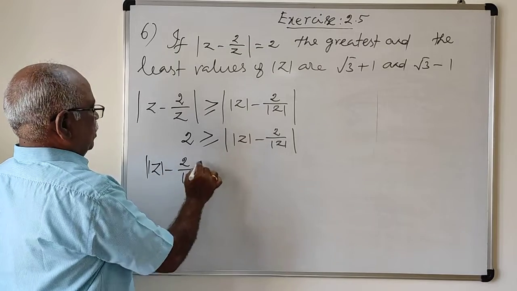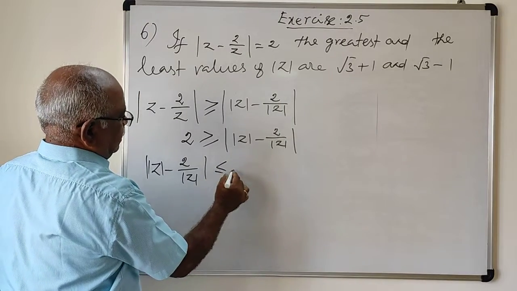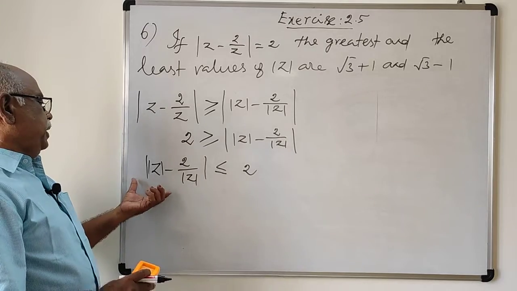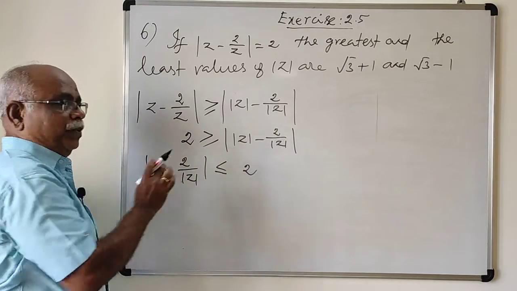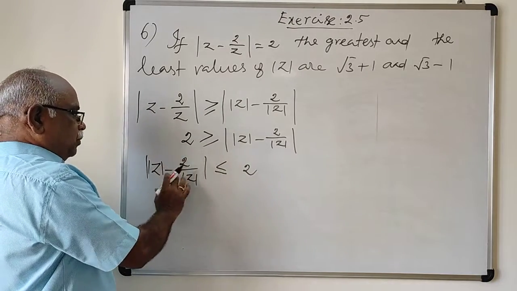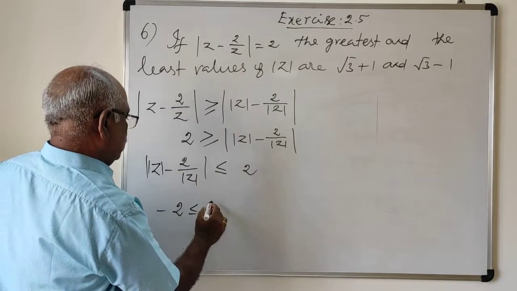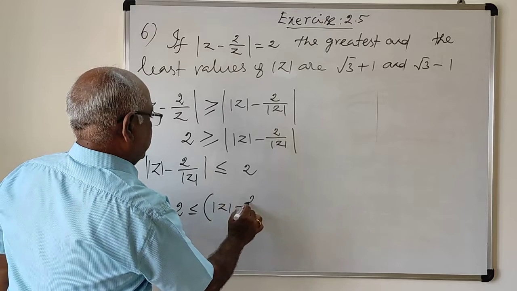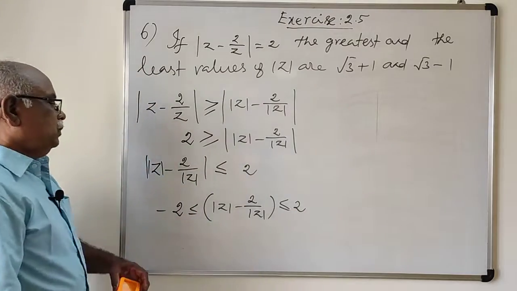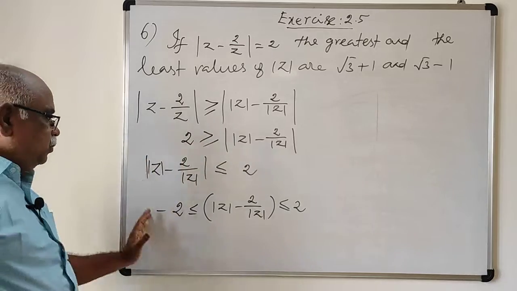Modulus of (mod z minus 2) by mod z is, from that side, less than or equal to 2. That means the quantity in the modulus is less than or equal to 2, so the expression should lie between minus 2 and plus 2. That is, minus 2 is less than or equal to (mod z minus 2) by mod z, which is less than or equal to 2. Because if the absolute value of a quantity is less than or equal to 2, that quantity lies between minus 2 and plus 2.